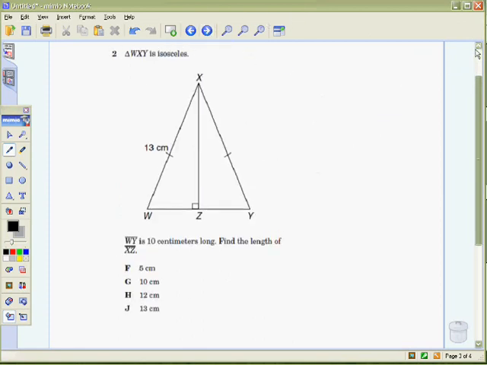Number 2. Triangle WXY is isosceles, which means that two sides are equal. It says segment or side WY is 10 centimeters long. Find the length of XZ. So we're looking for this length here, XZ. So we have several things going on here.